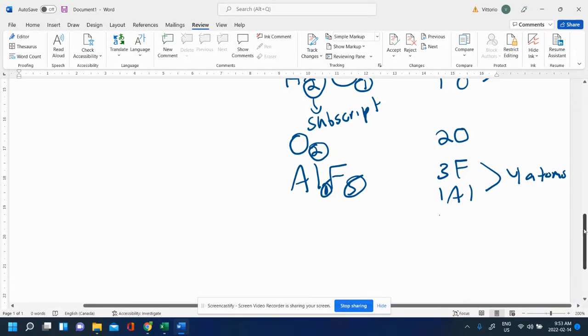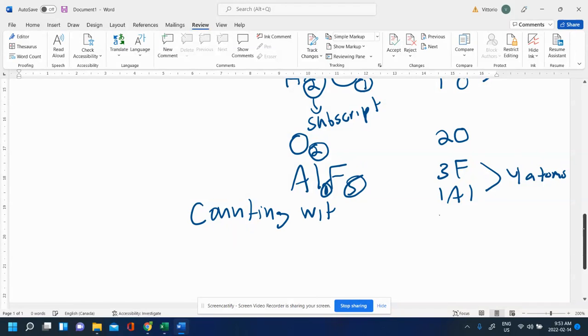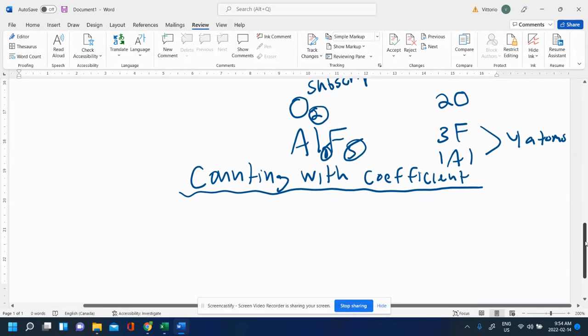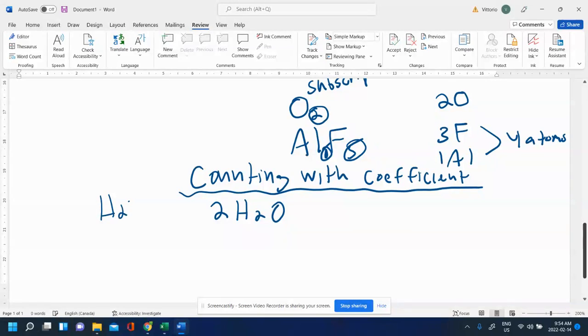Sometimes the counting can become a bit more complex if you add a coefficient. So, counting with a coefficient. A coefficient doesn't change what the chemical is, it just changes how many you have. So for example, when I write 2H2O, what this means is that I have 2 water molecules. So rather than write H2O out twice, like this, I just write that to keep it simple.